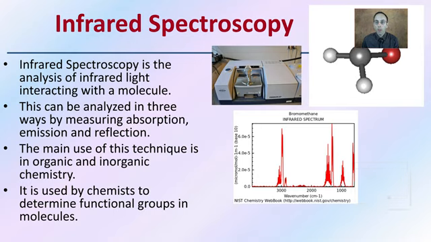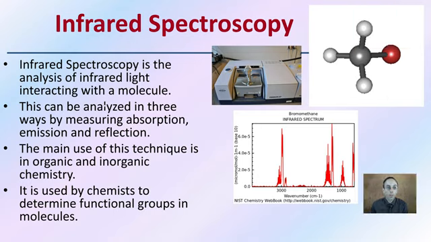And then lastly, we have infrared spectrometry, which is analysis using infrared light interacting with a molecule. So this can be analyzed in three ways: by measuring absorption, emission, and also reflection. The main use of this technique is in organic and inorganic chemistry. It's used by chemists to determine the functional groups in molecules. So again, another great laboratory-based test to get at specifically identifying the compounds in the substance that is initially brought into the lab.